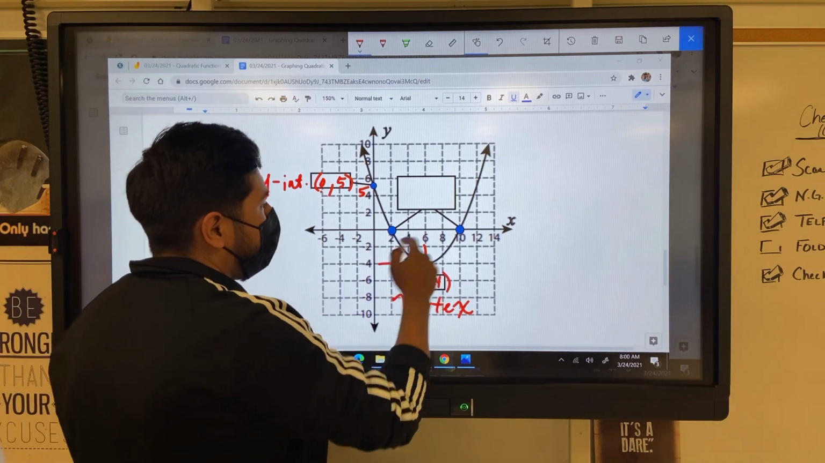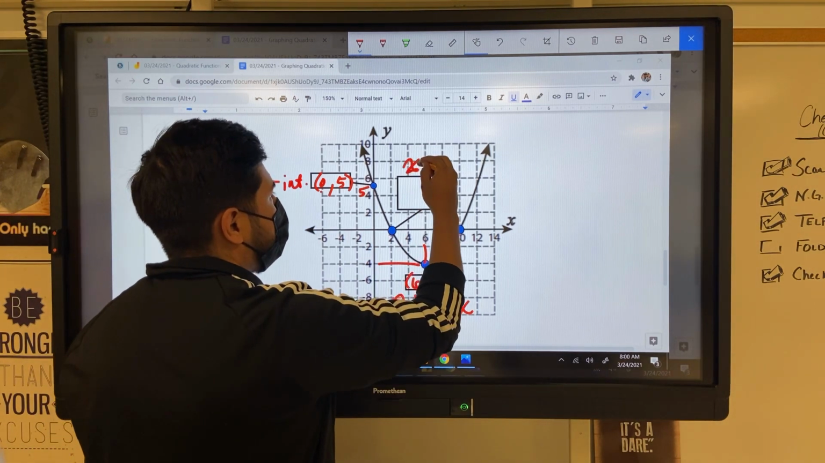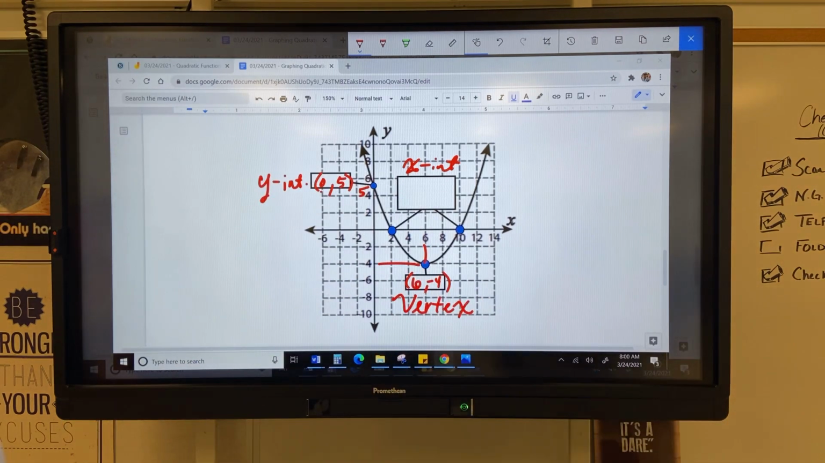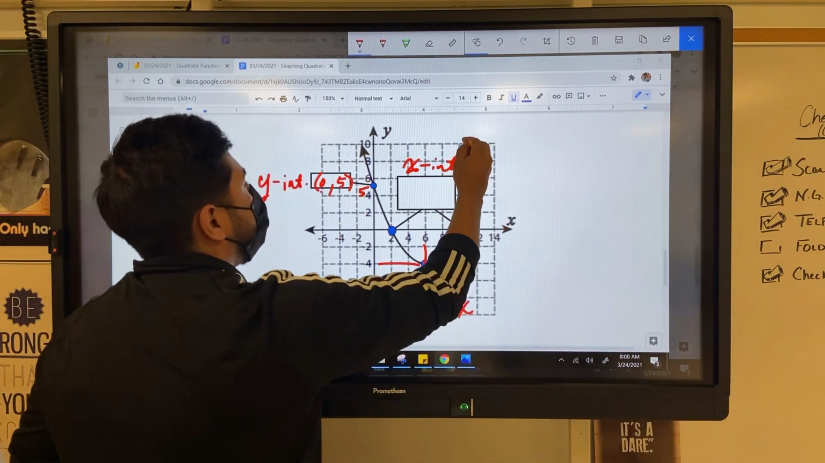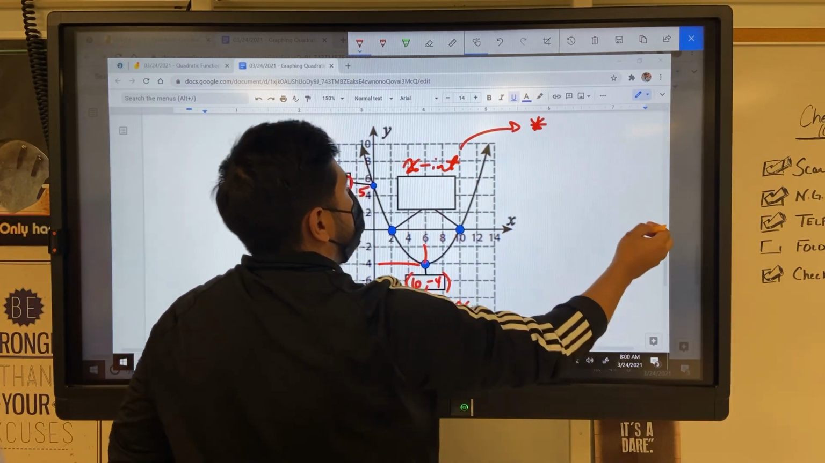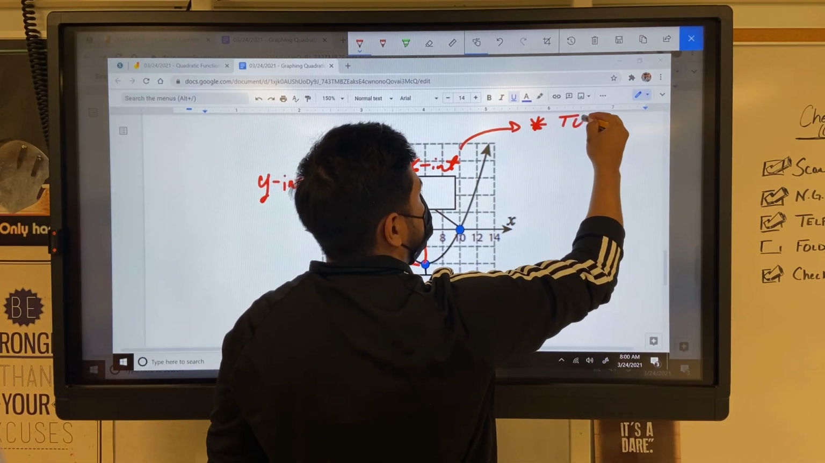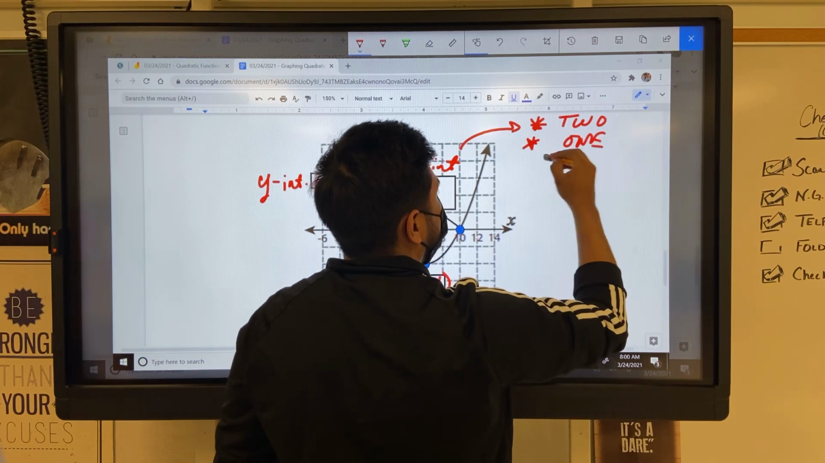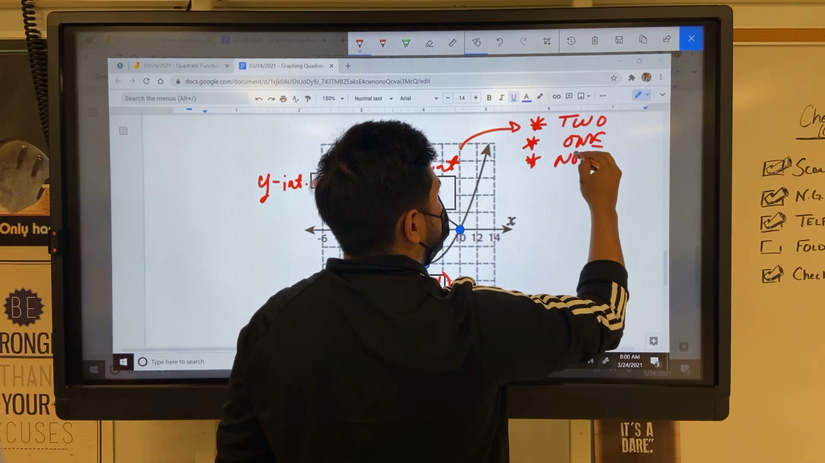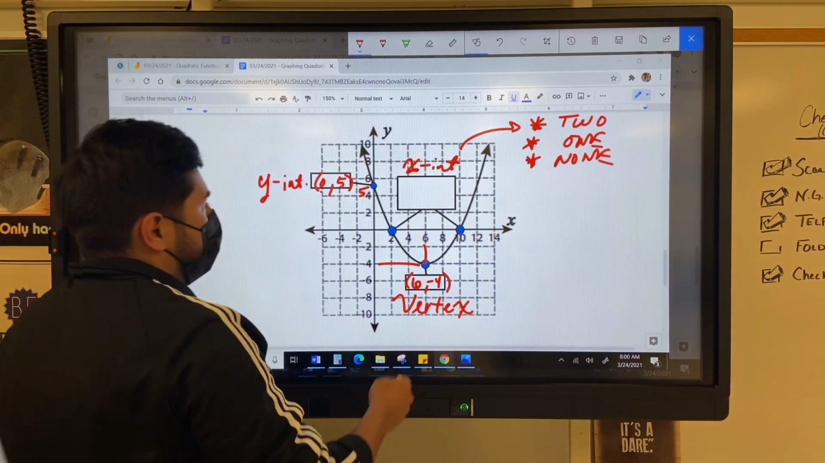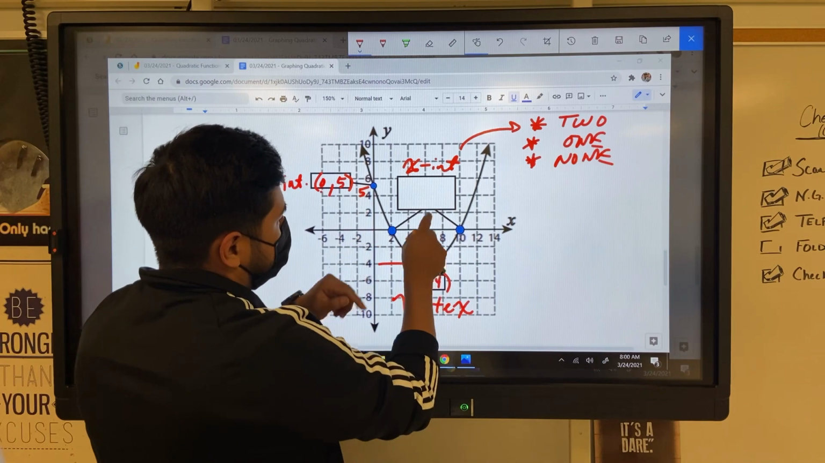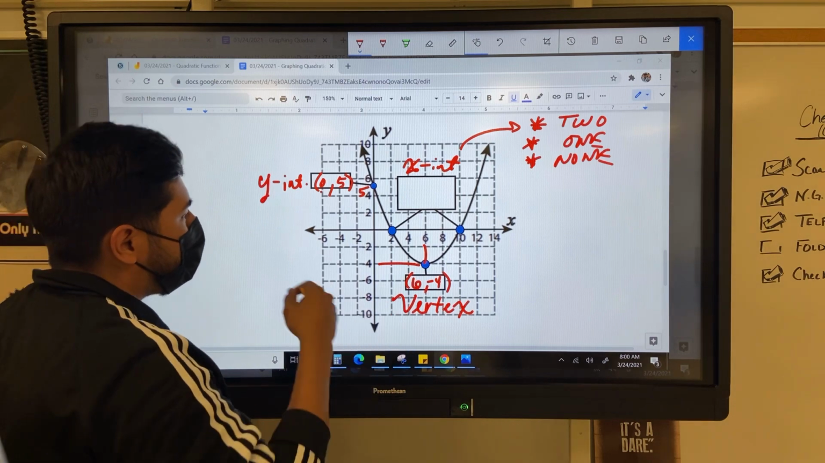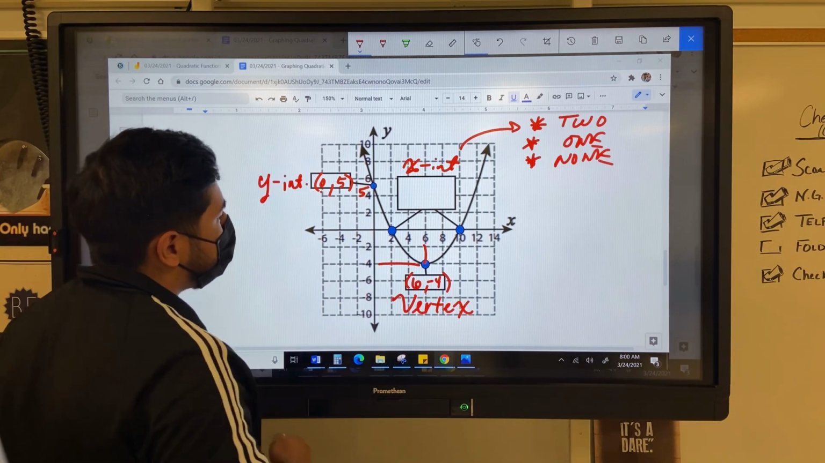And lastly, these two other points, these are my x-intercepts. There's 2 of them. Be careful, for the parabola you have 2, 1, or none. The parabola can be touching it twice, it could be touching it once, or it could be not touching it at all. So just be very mindful of that. I think I have a few examples about that. Let's keep going.